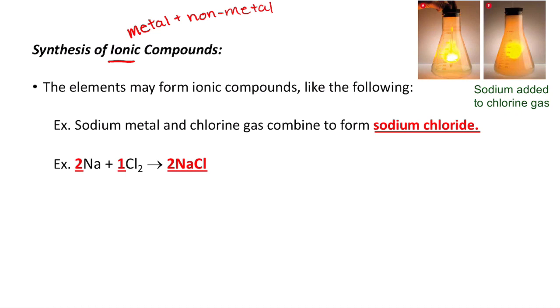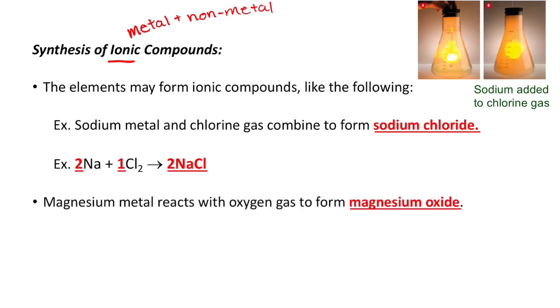So sodium metal plus Cl2, remembering that Cl2 chlorine is diatomic. It's part of the Hoberfinkel acronym. So when these combine, it gives us NaCl. So that's our skeleton. And then we need to balance this. So 2 parts sodium combining with 1 part chlorine gives us 2 parts sodium chloride.